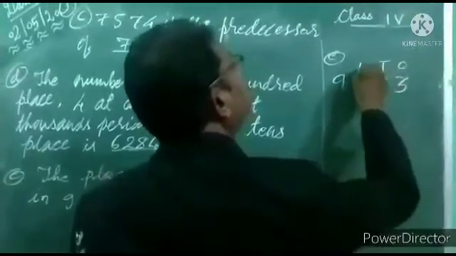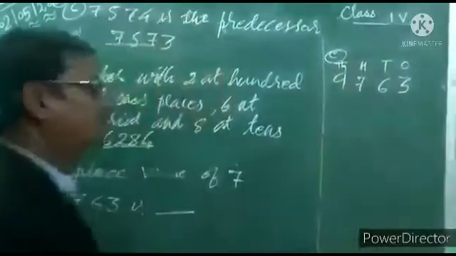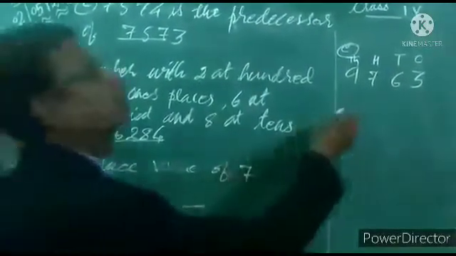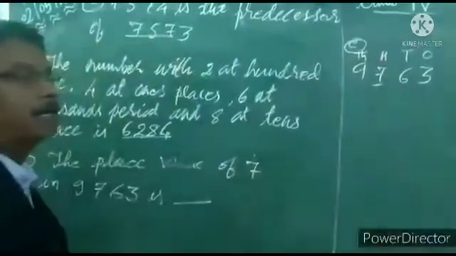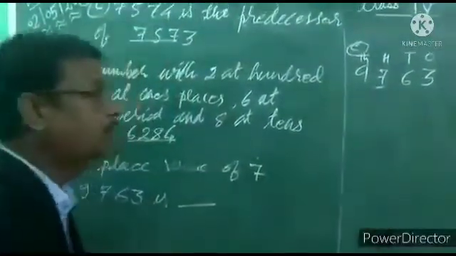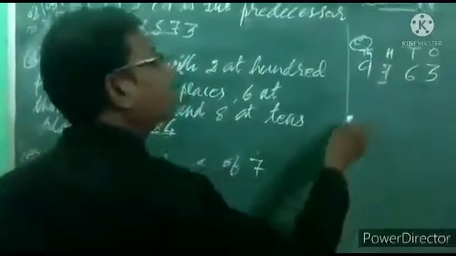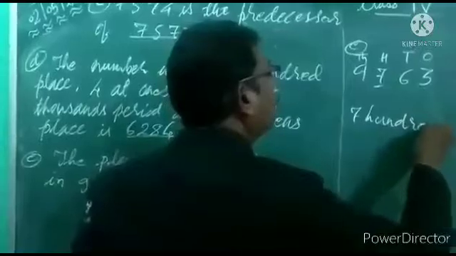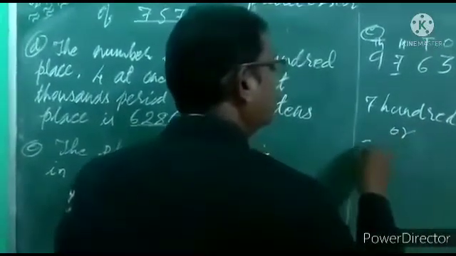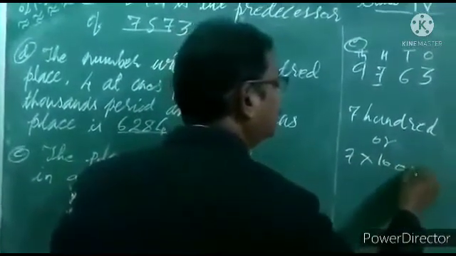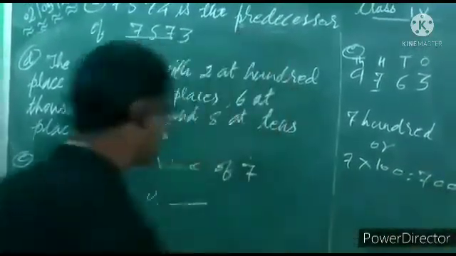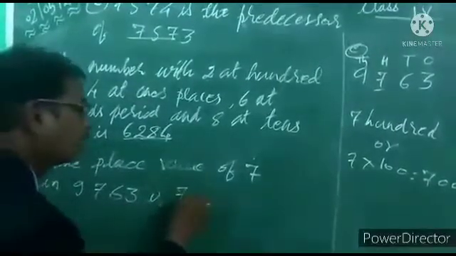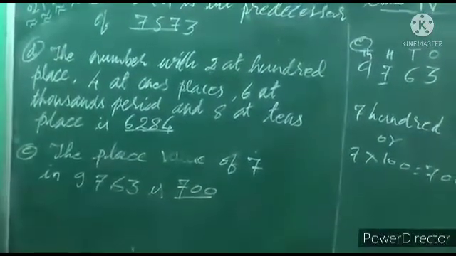Ones, tens, hundreds, thousands. Now which number's place value is asked here? The place value of 7. So where is that 7? In the hundreds place. So what is the place value of 7 here? The place value of 7 is 7 into 100, which gives 700. The place value of 7 is 700.